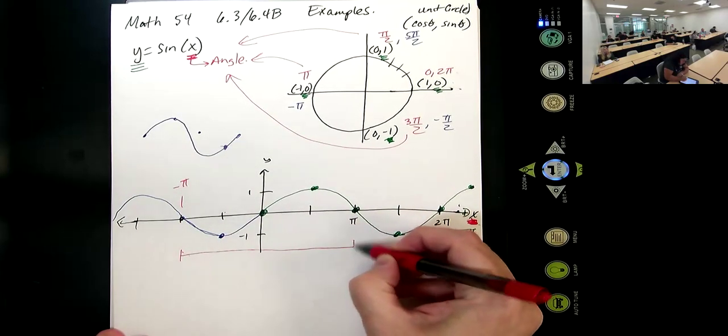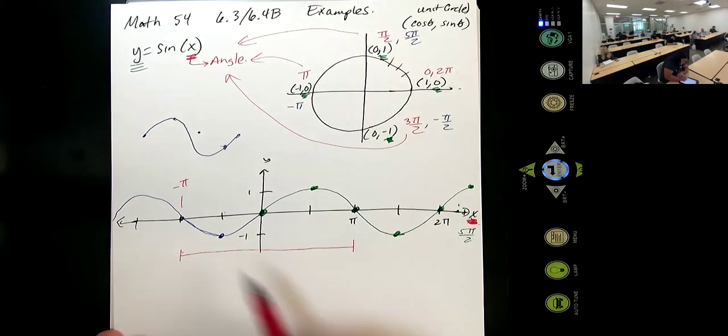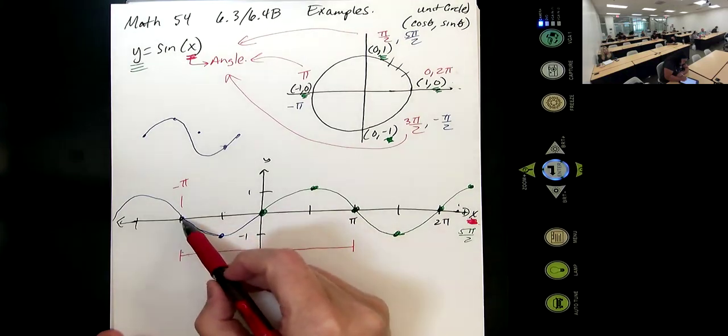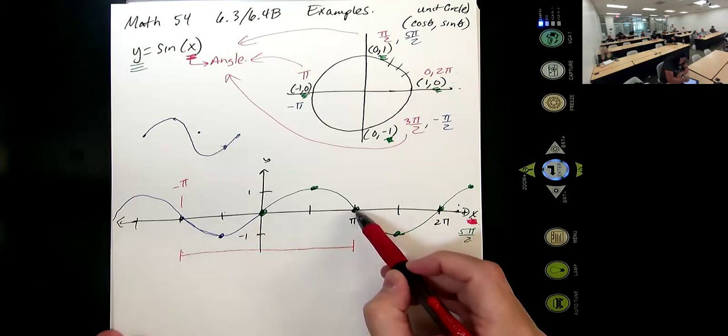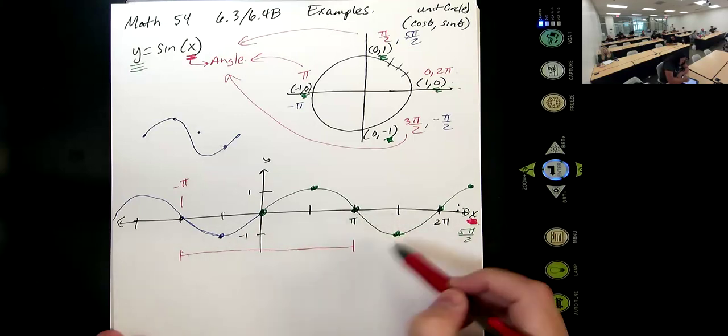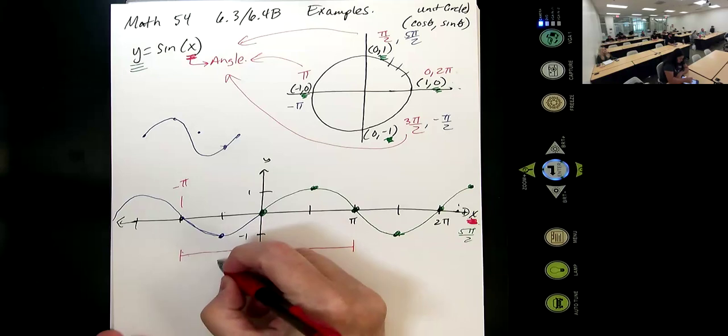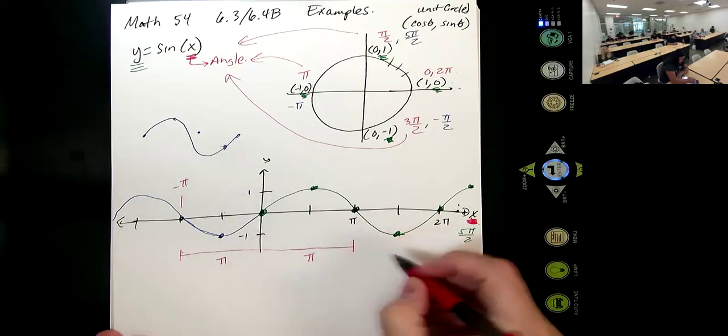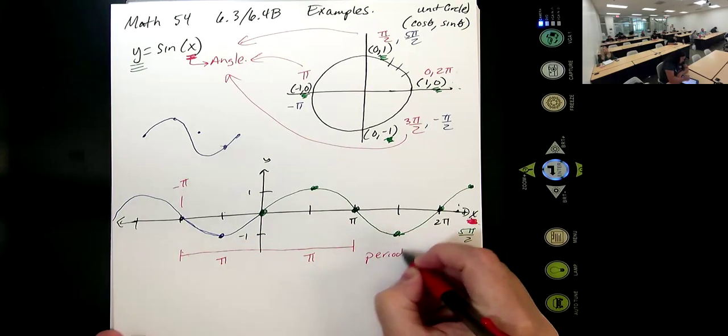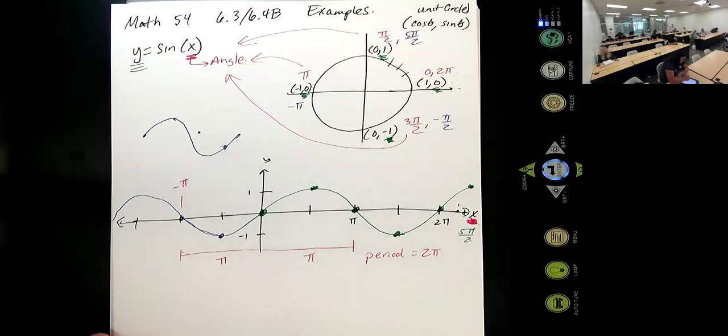To here, which is pi, and I can see this is where we start going downhill from 0. This is where the wave repeats. We can see there's a pi over here, pi over here. The period is 2 pi. We can find 2 points where this happens.